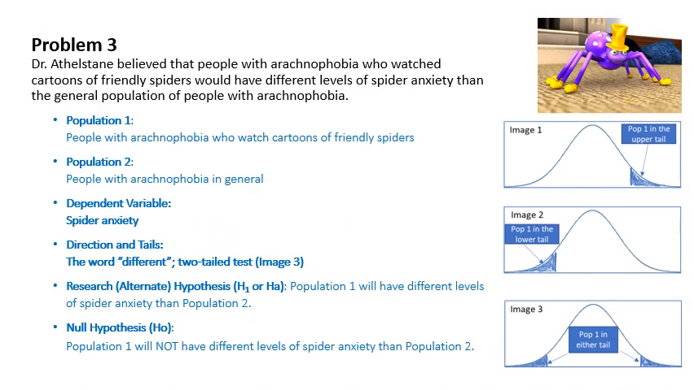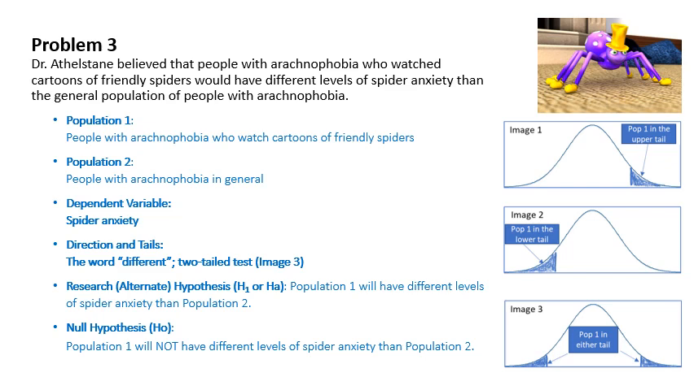Problem 3. Dr. Athelstein believed that people with arachnophobia who watch cartoons of friendly spiders would have different levels of spider anxiety than the general population of people with arachnophobia. So population 1 is the people with arachnophobia who watch cartoons of friendly spiders. And who are we comparing them to? People with arachnophobia in general. So notice that population 2 is a little different now. We're not comparing people with arachnophobia who watch the cartoons with people in general, but it's specifically people with arachnophobia in general.